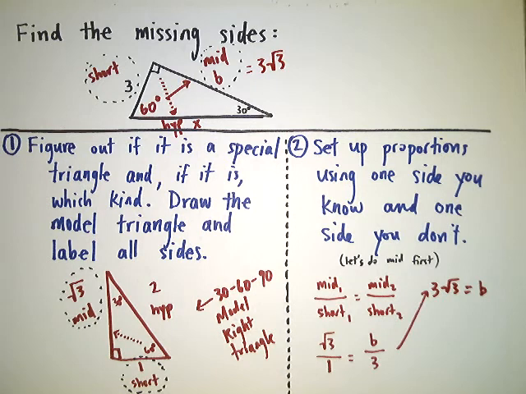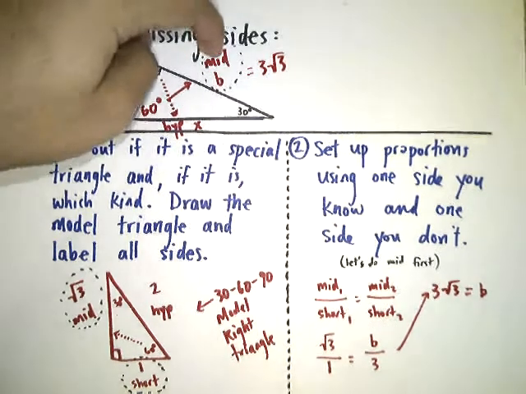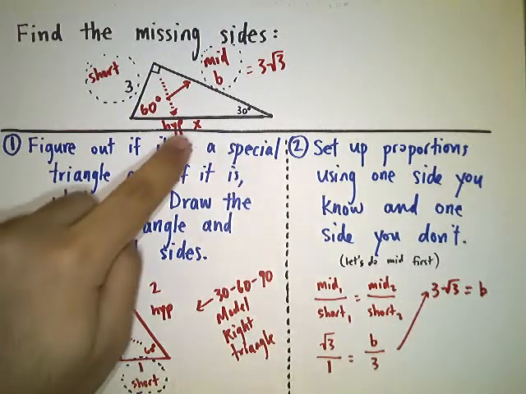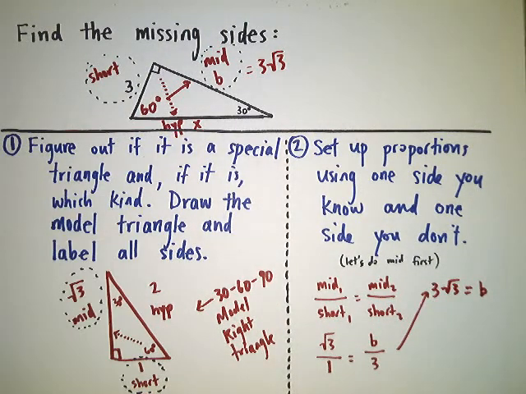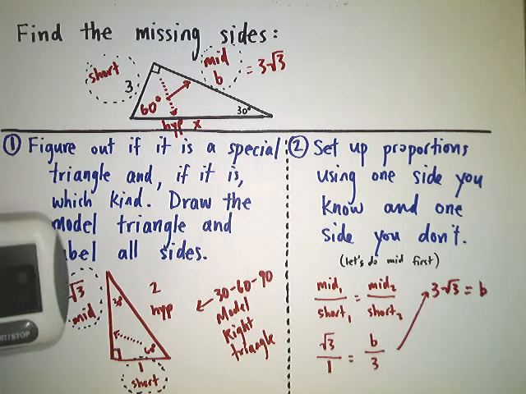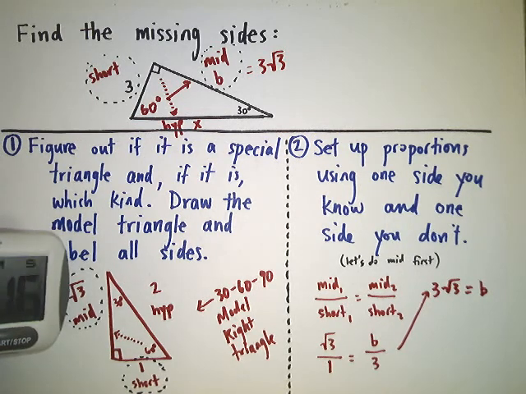Take 20 seconds. Make sure you have this down before we move on. We found the mid side. All that's left now is to find the hypotenuse. We don't know the hypotenuse yet, but we'll find that in 1 second. So take 20 seconds. Make sure you're on the same page.